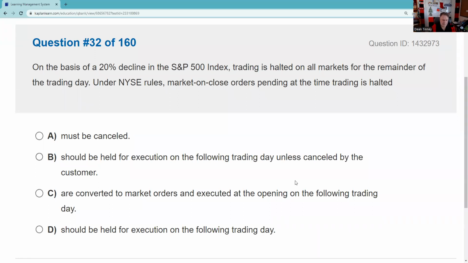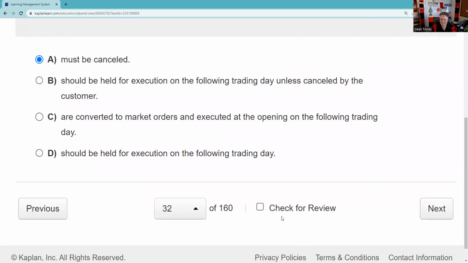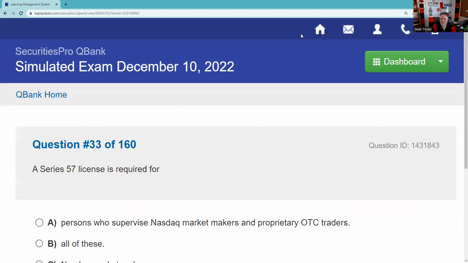On the basis of a 20% decline in the S&P 500 index, trading is halted in all markets for the remainder of the trading day. Under New York Stock Exchange rules, the market on close orders pending at the time, well, there isn't going to be a close, right? Because we've halted trading, so they must be canceled. Question 33.